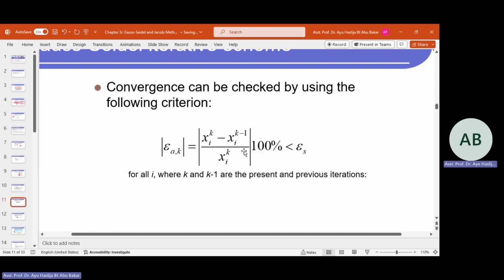With the error, we can check whether it is converging or diverging. How do we know if it is converging from the error? The error should be decreasing. If the error gives you random numbers, then it is divergence.